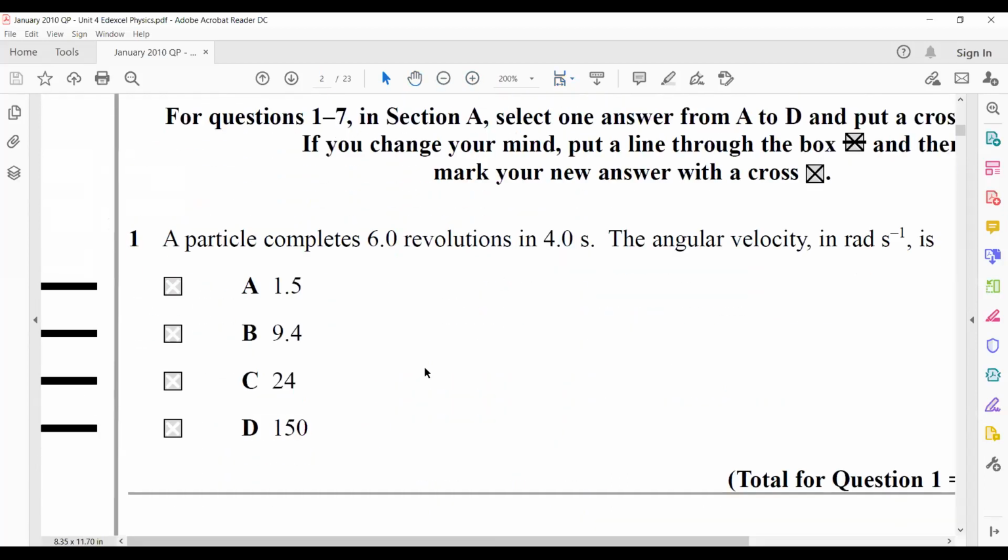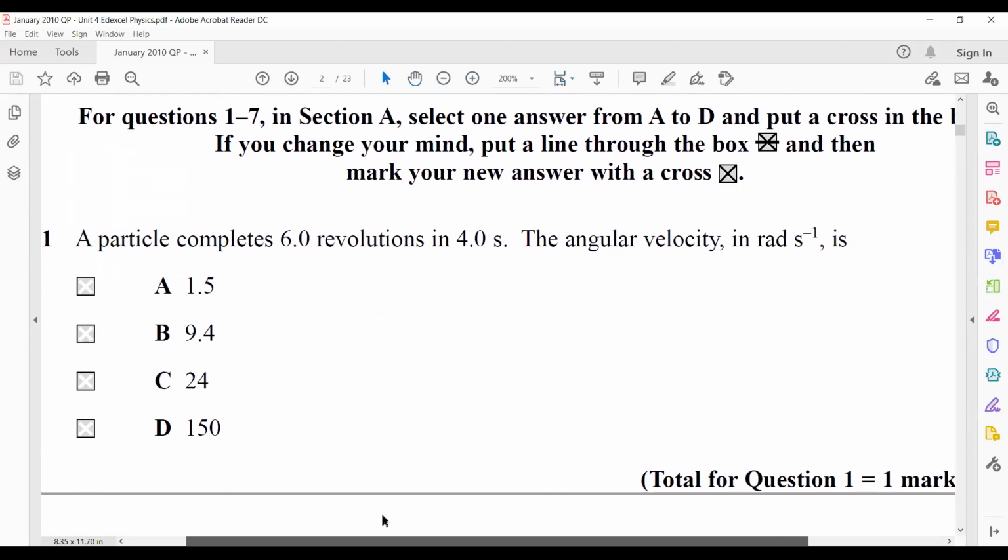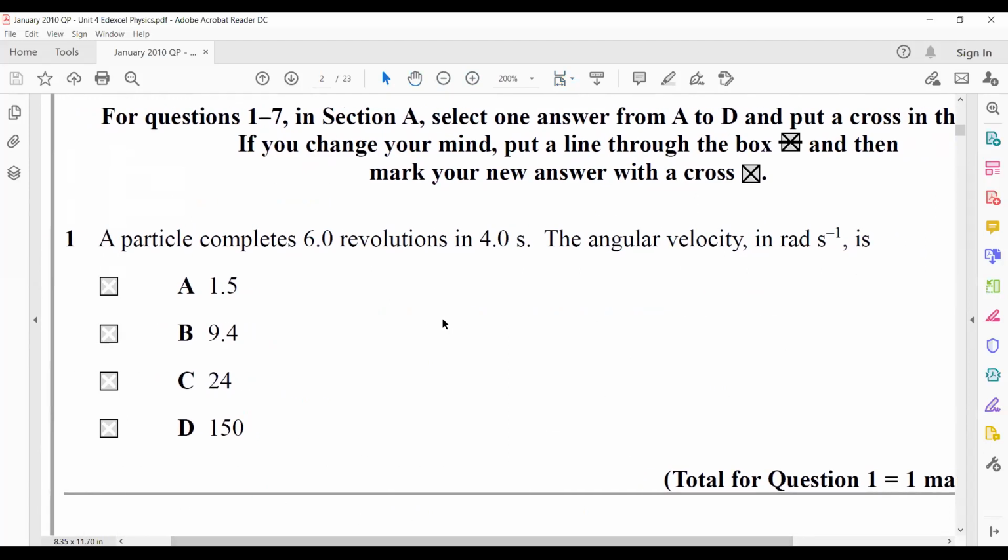A particle completes 6 revolutions in 4 seconds. What is the angular velocity in radian per second? One revolution is equal to 2 pi radians, like one revolution means one complete rotation. What is the answer for this? Question 1.